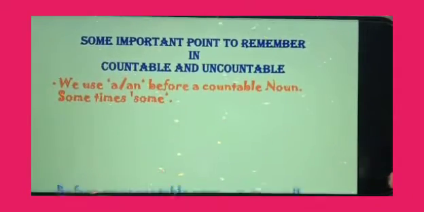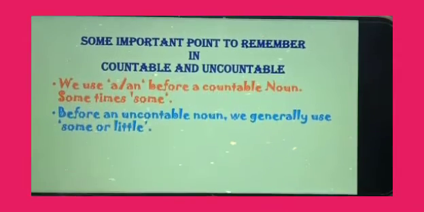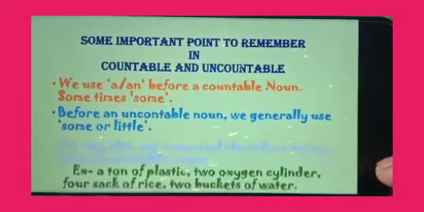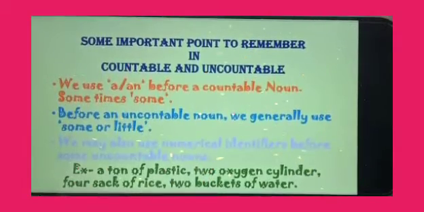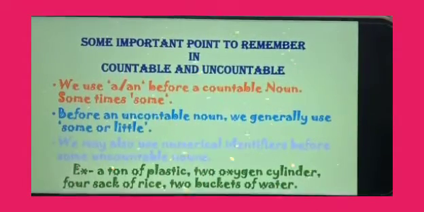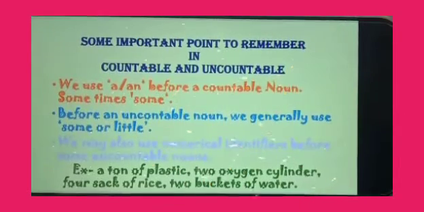Now come to the second point. Before an uncountable noun, we generally use some or little. When we are talking about the uncountable noun, then we are using some or little. We may also use numerical identifiers before some uncountable nouns.